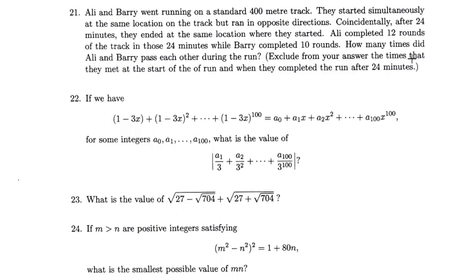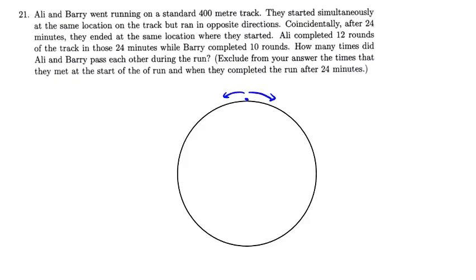Exclude from your answer the times that they met at the start of the run, and when they completed the run after 24 minutes. For solving these types of problems, without loss of generality, suppose that Ali runs clockwise, for example, if you see from top, and Barry runs counterclockwise. So for these types of problems, you can say, okay, we want to find A and B in terms of each other.